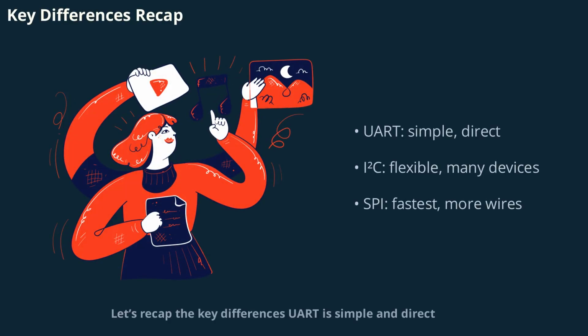Let's recap the key differences. UART is simple and direct, I2C is flexible and supports many devices, and SPI is the fastest but needs more wires. Your choice depends on your project's needs, number of devices, speed, and wiring complexity. Knowing these basics will help you design better electronics.